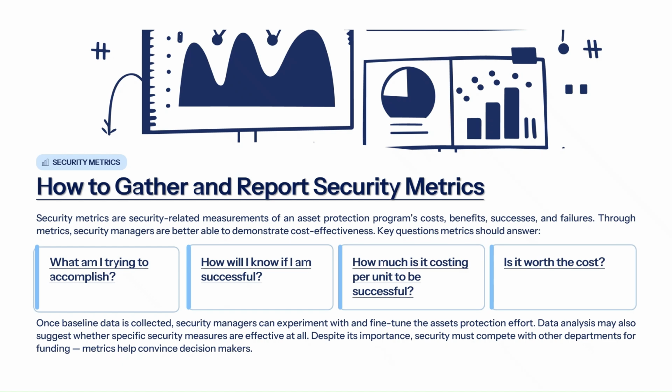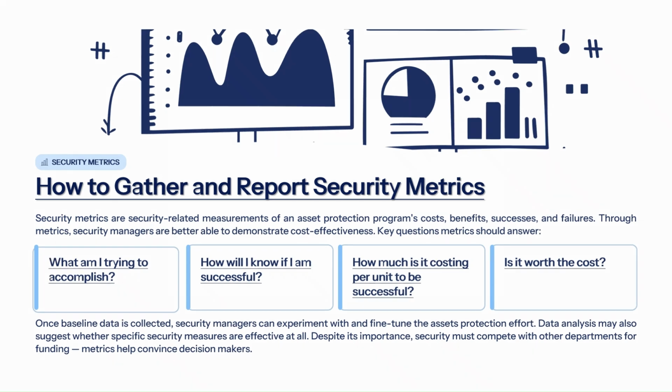Gathering accurate data requires consistent reporting, clear definitions, and reliable tracking systems. Metrics should align with organizational objectives and focus on outcomes rather than activity alone. When presented clearly, these measurements provide decision-makers with the information needed to evaluate performance and allocate resources wisely.